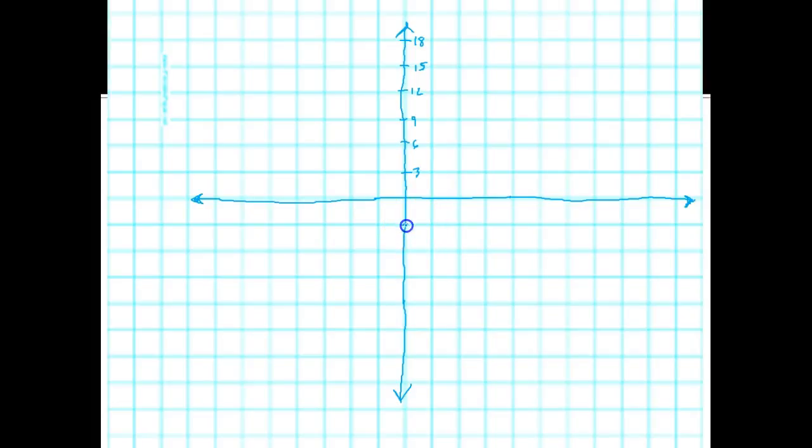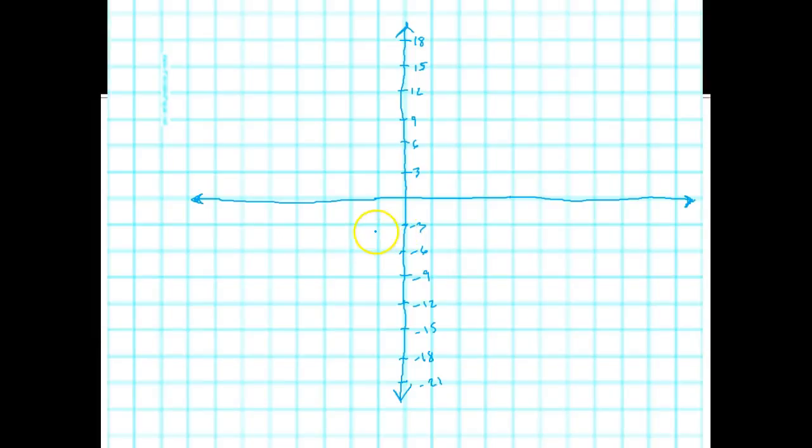I can do the same thing, same units going down. So negative 3, negative 6, negative 9, negative 12, negative 15, negative 18, and woo, we just barely made it all the way down to negative 21. I don't know why I put a 0 in there, but we'll get rid of that. Okay.